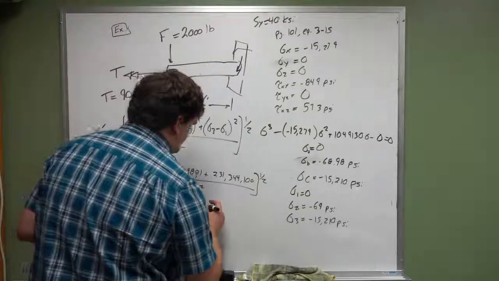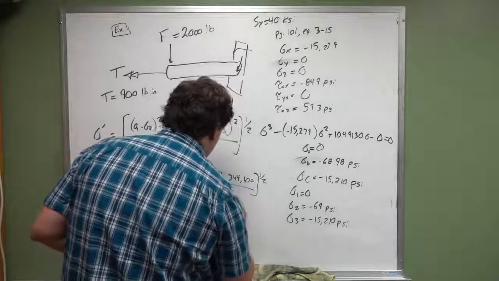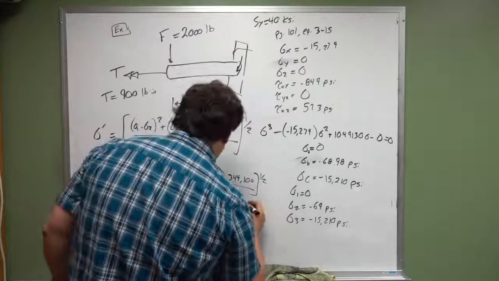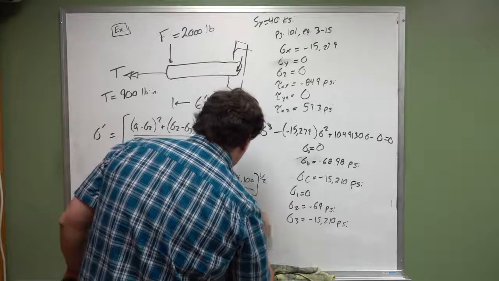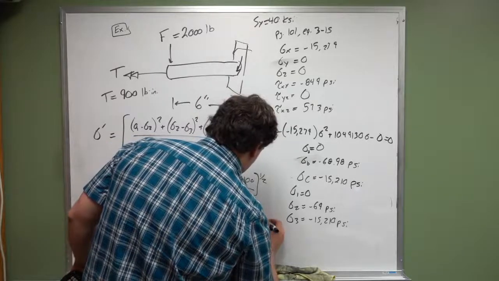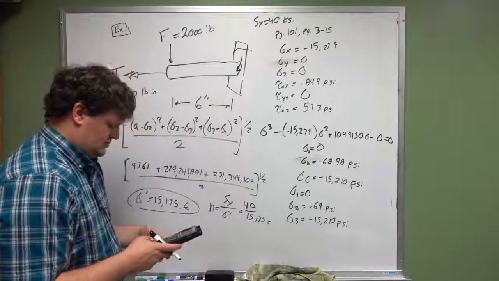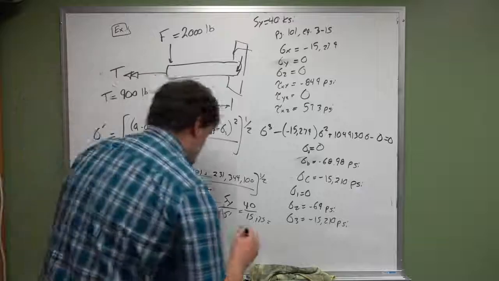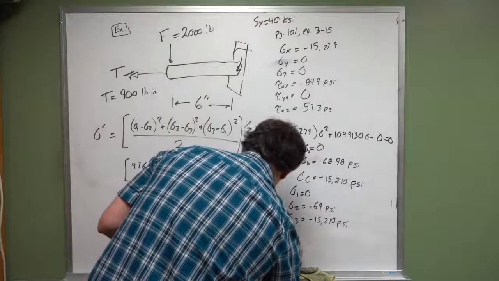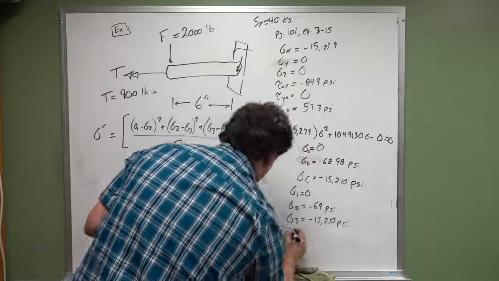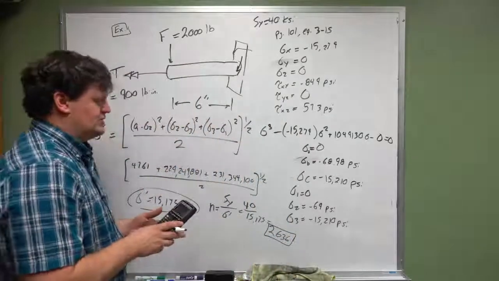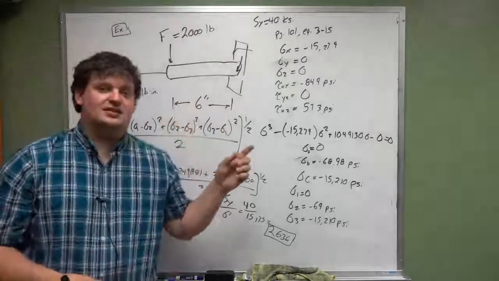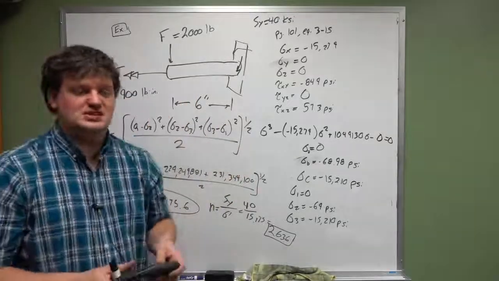Sweet. Okay, so this is our von Mises stress now. What we do for our failure criteria here is N is equal to Sy over sigma prime, where Sy is 40 ksi, so this is 40 divided by 15.175, which is equal to 2.636. So we have a safety factor of 2.636 for this component failing statically just using these loading conditions. That's it.